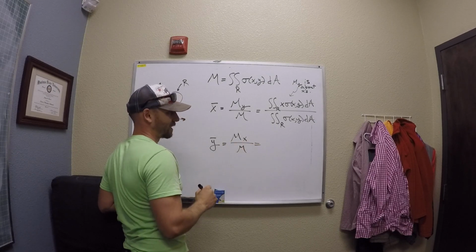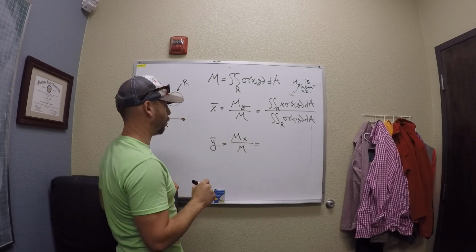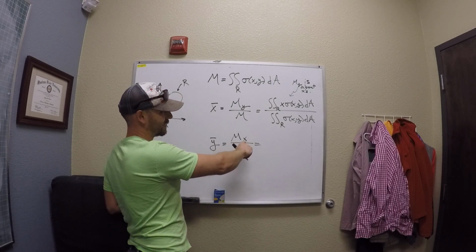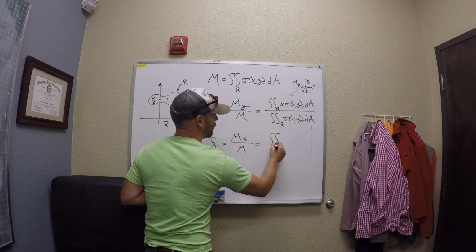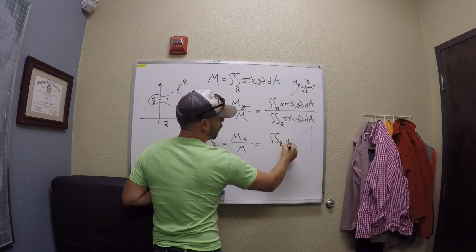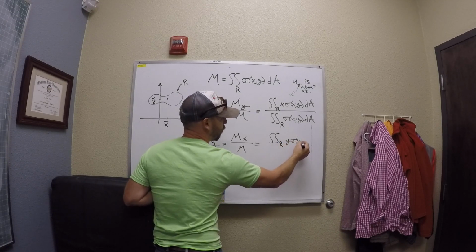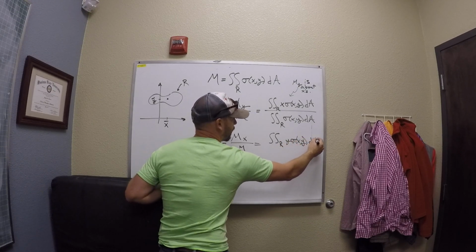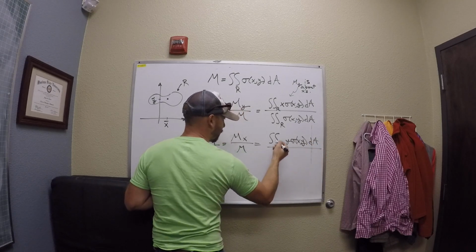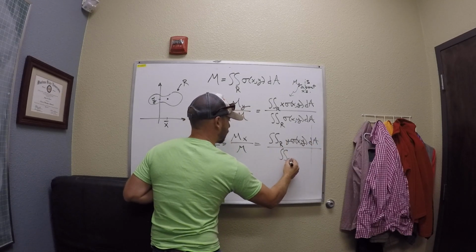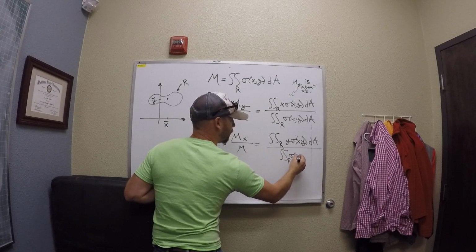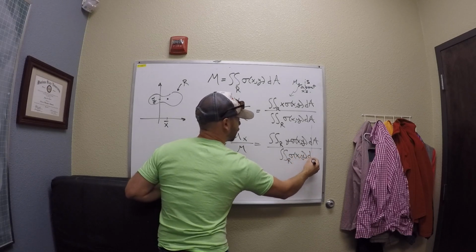But of course Mx isn't weighted by x's, it's weighted by y's. So you'd have the double integral over R of y sigma of x and y d area, divided by the mass again, which is the double integral over R of the density function with respect to area.